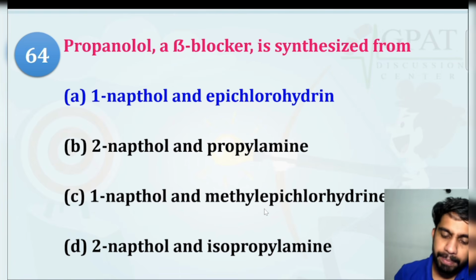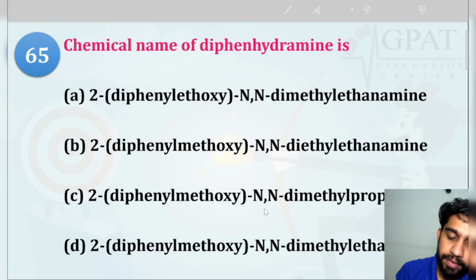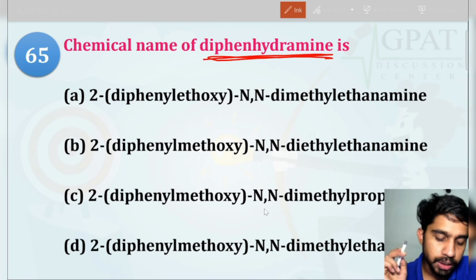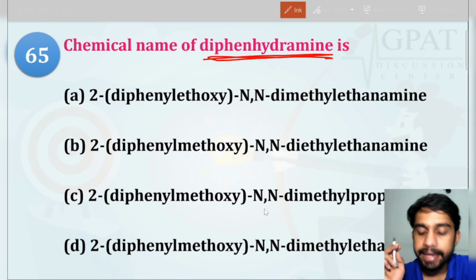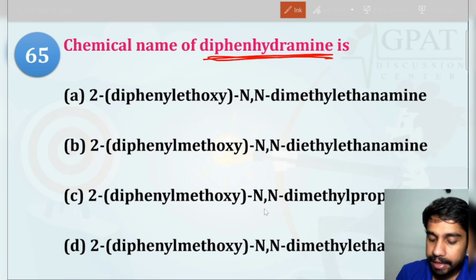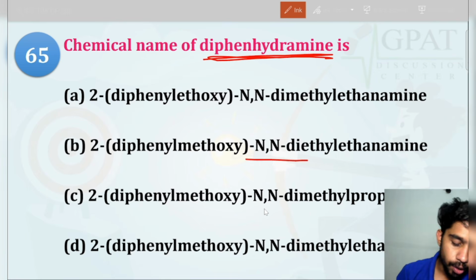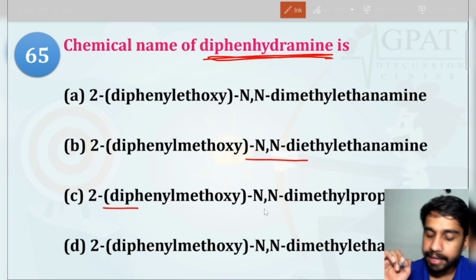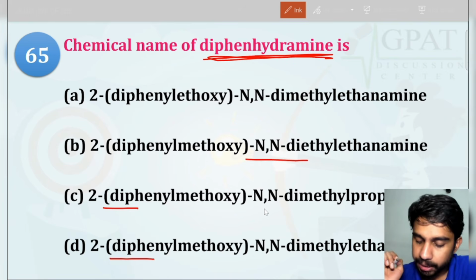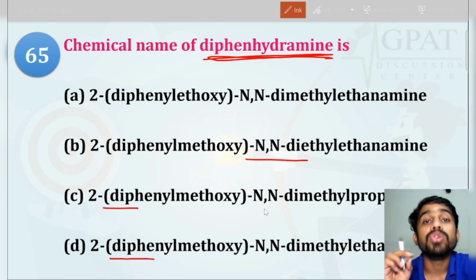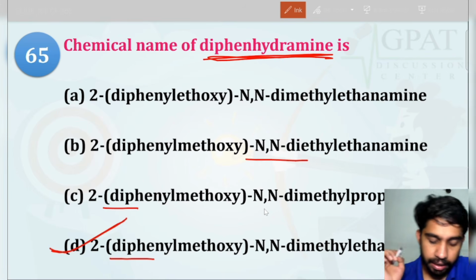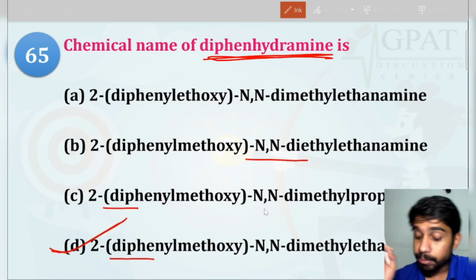Okay, so next question. What is the chemical name of diphenhydramine? The first option is 2-phenyl ethoxy N,N-dimethylamine. The second option is 2-diphenyl methoxy N,N-diethyl ethanamine. The third option is 2-diphenyl methoxy N,N-dimethyl propanamine. And the last is 2-diphenyl methoxy N,N-dimethyl ethanamine. So what will be the right answer? The chemical name of diphenhydramine is 2-diphenyl methoxy N,N-dimethyl ethanamine.